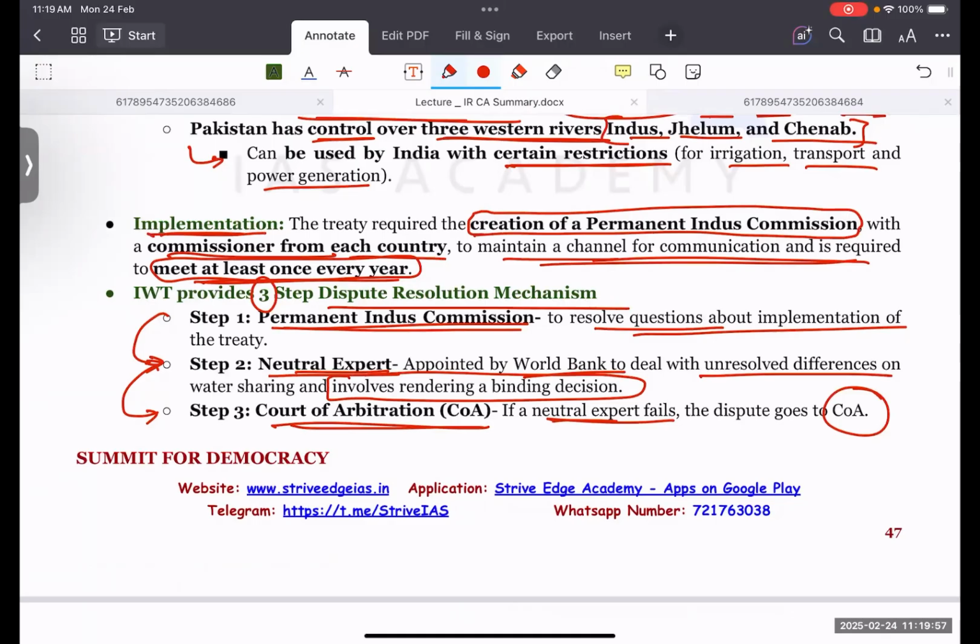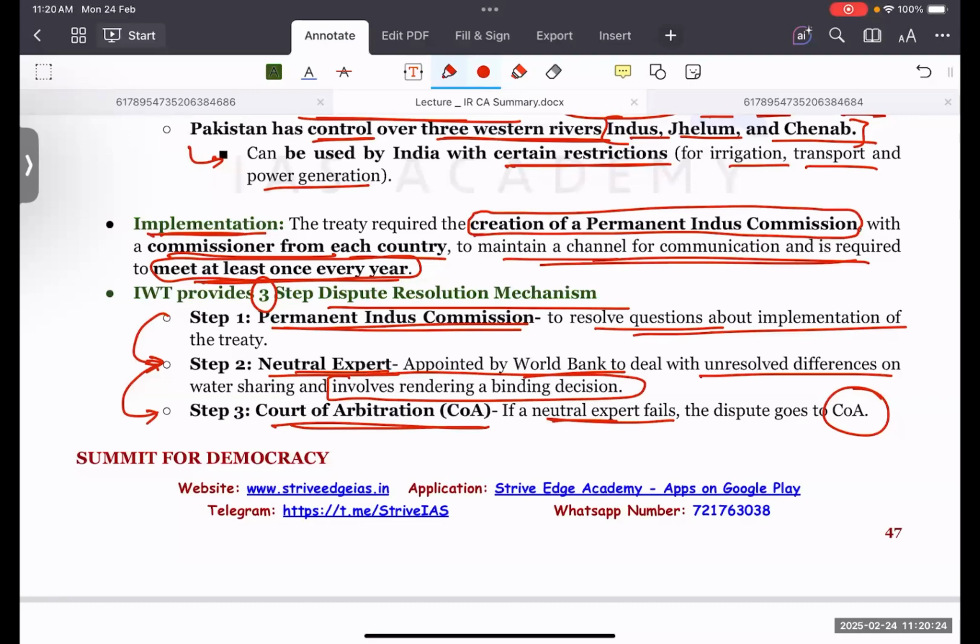Now India has been challenging this, saying that nowhere in the treaty is it mentioned that steps can be taken simultaneously between the neutral expert and the court of arbitration. India is also questioning what if the neutral expert gives one verdict and the court of arbitration gives another verdict, and whose verdict will stand? So this is why it is in the news. That's why you have to remember the Indus Water Treaty.